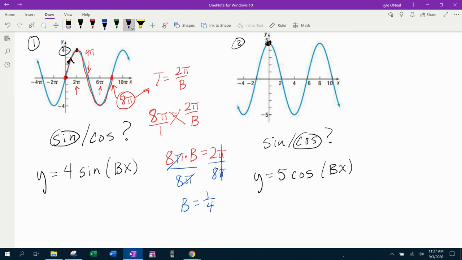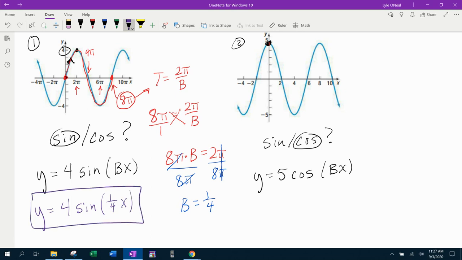Okay, so then I can get my final answer. The equation that produces this graph is y equals 4 sine of 1/4 x. And that would be my final answer for that equation. Now let's do it for this other wave just for fun.